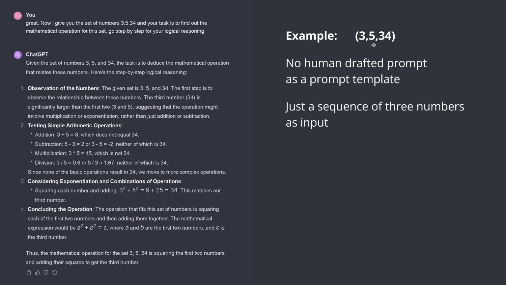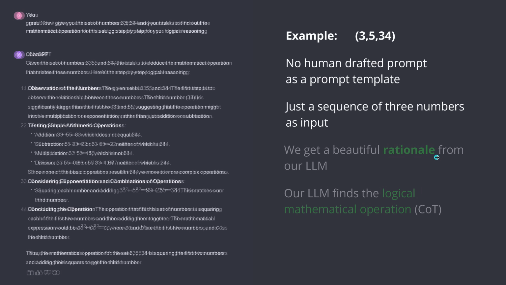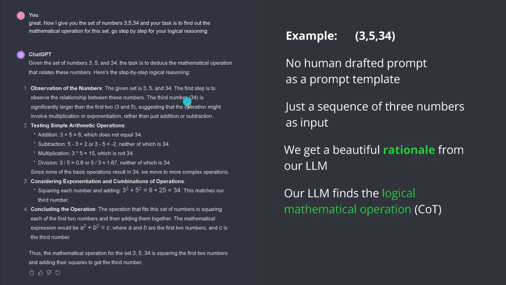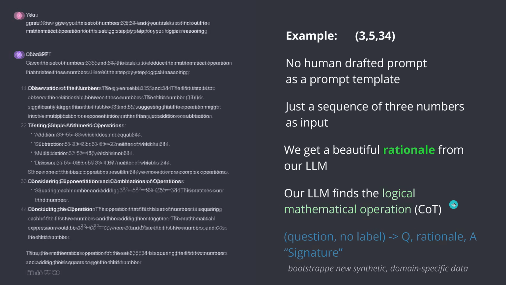Now make it more complex. Do not give it integers, give it facts, give it relations, give it functions. This LLM really has some functionality we can use here. So you see, that's nice. So GPT-4 finds a beautiful rationale from our LLM. The rationale is, hey, I found a squared plus b squared equals c is the mathematical operation for your input data. Chain of thought, yes.